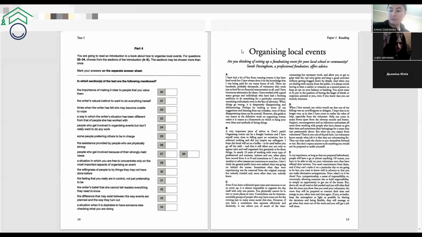Maybe the last sentence. However, this guide is not meant as a definitive work. You're absolutely right. Yeah. So the last part, the last sentence actually suits this definition. Good. Let's move on. Let's take part B. Read part B, please, and then we'll do the same.